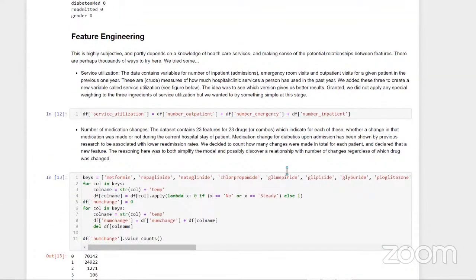We also did some feature engineering, like a feature called service utilization. This data contains the number of inpatient, emergency room, and outpatient visits, so we converted them into a single column. Similarly, the number of medication changes we also converted into a single column.